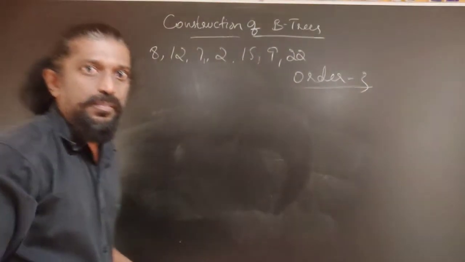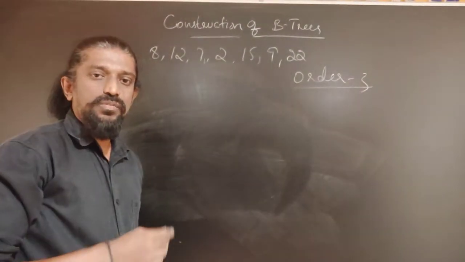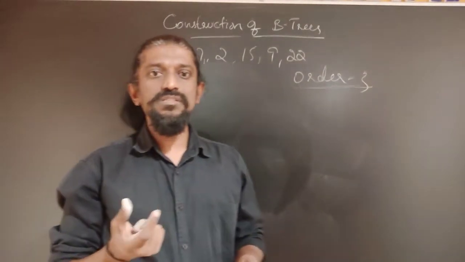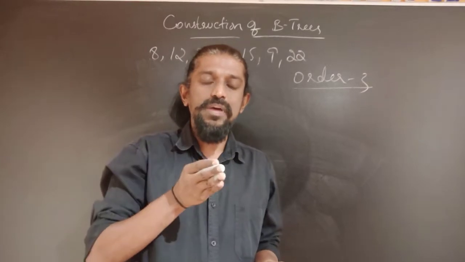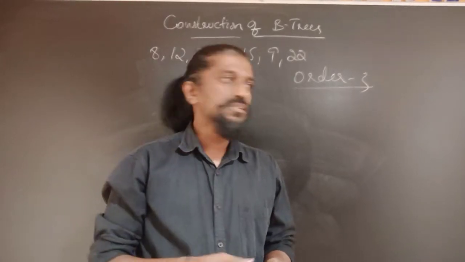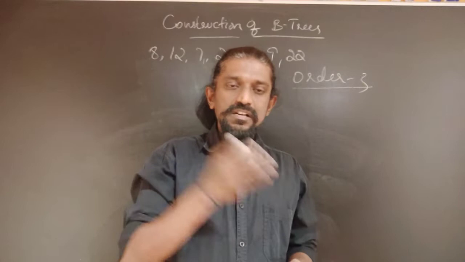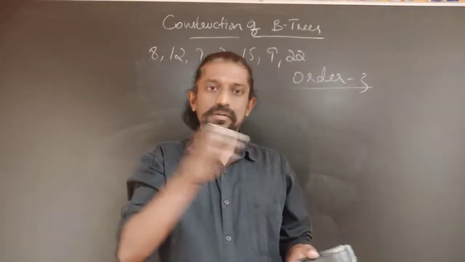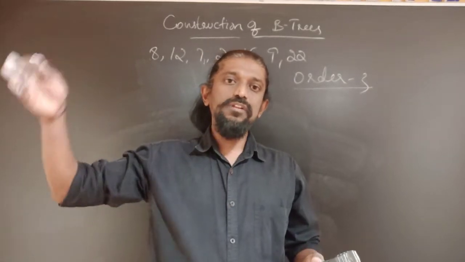Remember one thing: in the B tree that we are going to discuss next, the order of the B tree is 3, but the maximum number of keys that can be present in the node is 1 less than the order, that is, 2 keys. And the descendants will be 1 to the left of the leftmost key, 1 in between consecutive keys, and 1 to the right of the rightmost key.